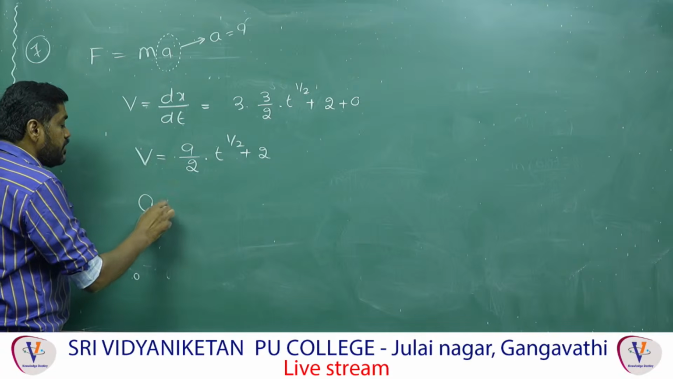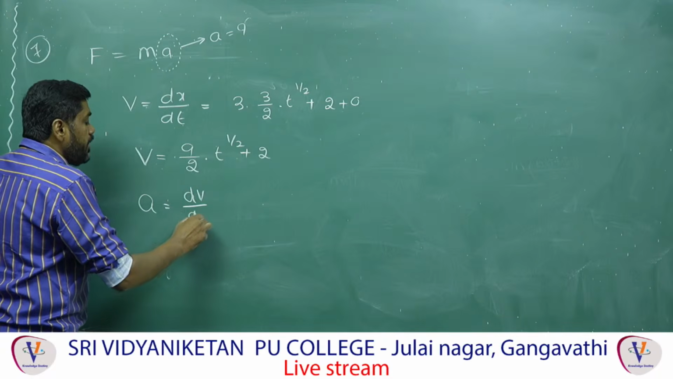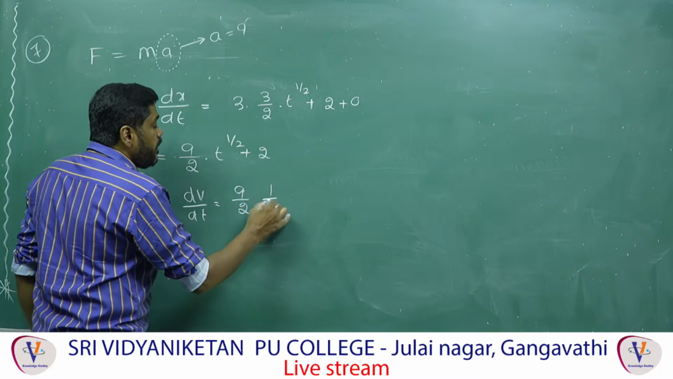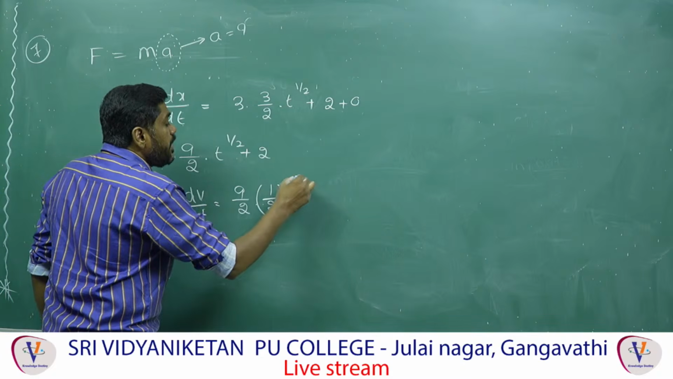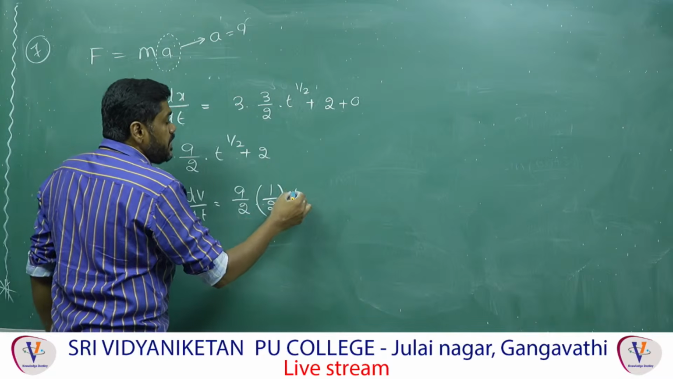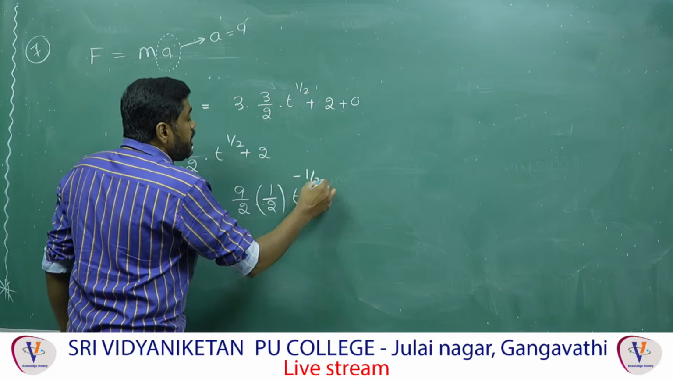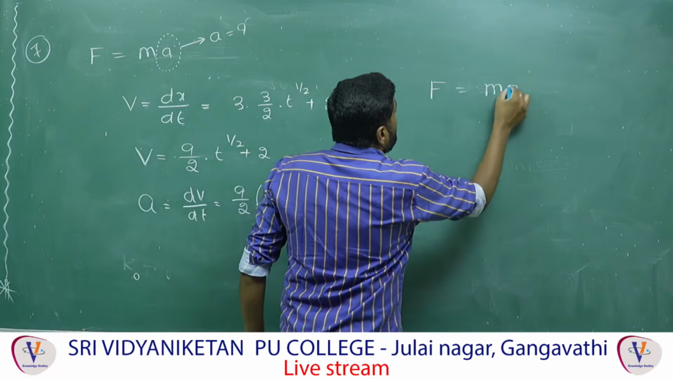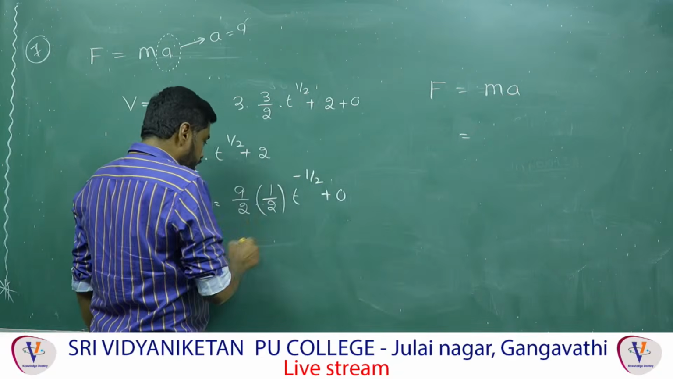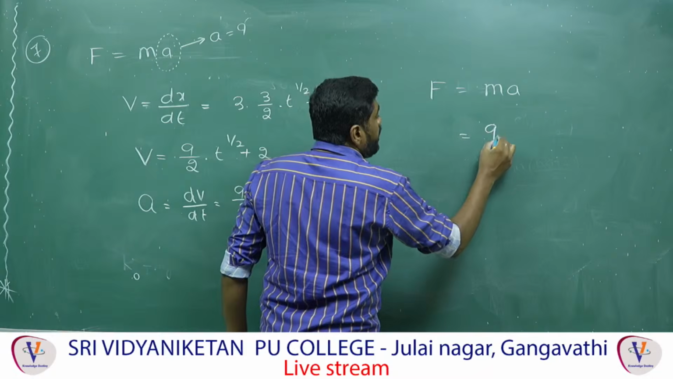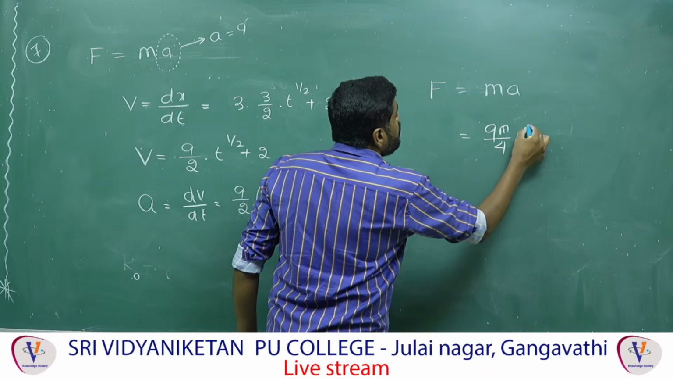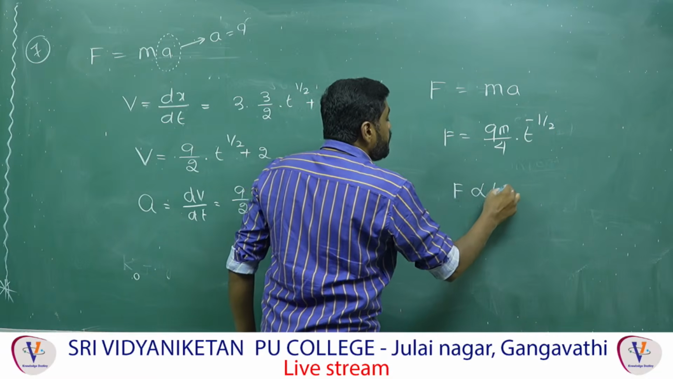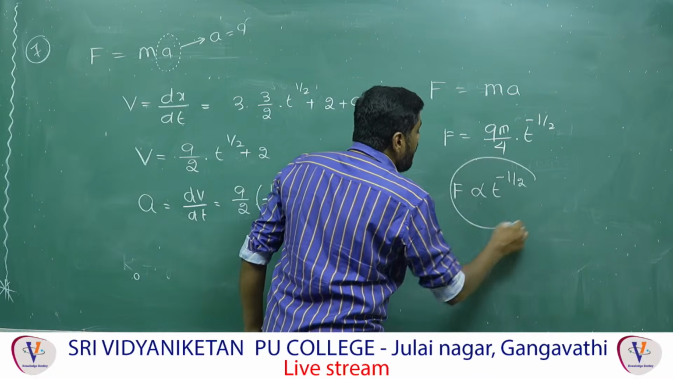But we need acceleration. Acceleration is dv by dt again. That is equal to 9 by 2 common, and if you take this, 1 by 2 into t power (1 by 2 minus 1), which means t power minus 1 by 2, plus 0. Therefore, what is the force formula? Force F is equal to mass into acceleration. If you substitute here, 9 by 2 into 1 by 2 is 9 by 4, so 9m by 4 into t power minus 1 by 2. Therefore, force is directly proportional to t power minus 1 by 2. That is the answer.